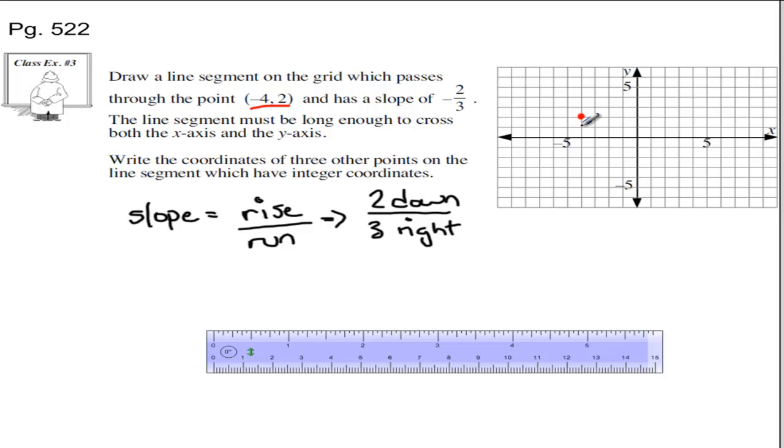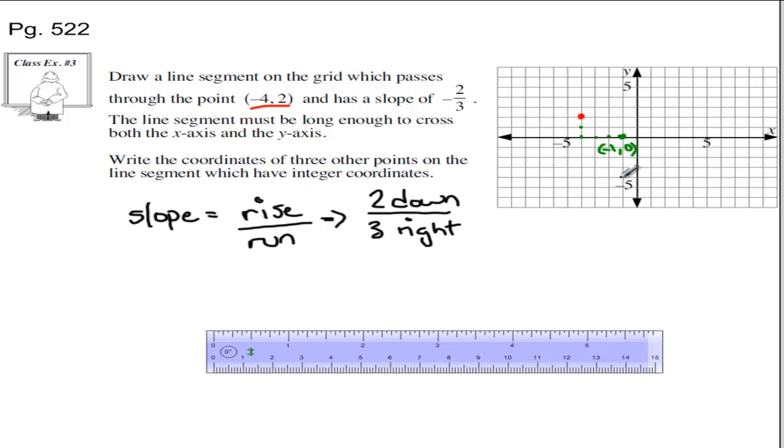So if we move from the original point, which is (-4, 2), we're going to go 2 down, so 1, 2, and 3 to the right, 1, 2, 3. Okay, so here's our next point. That is (-1, 0).